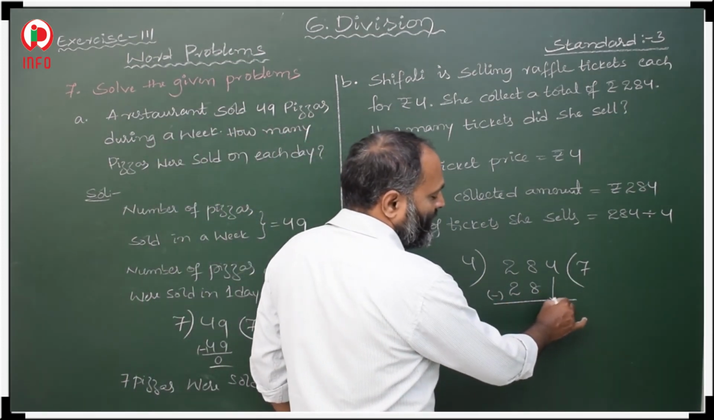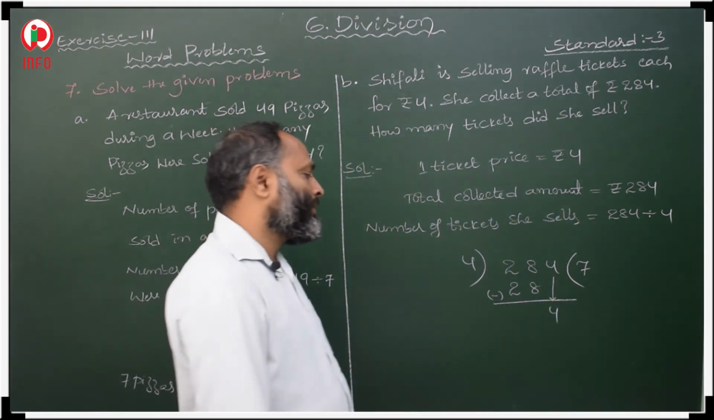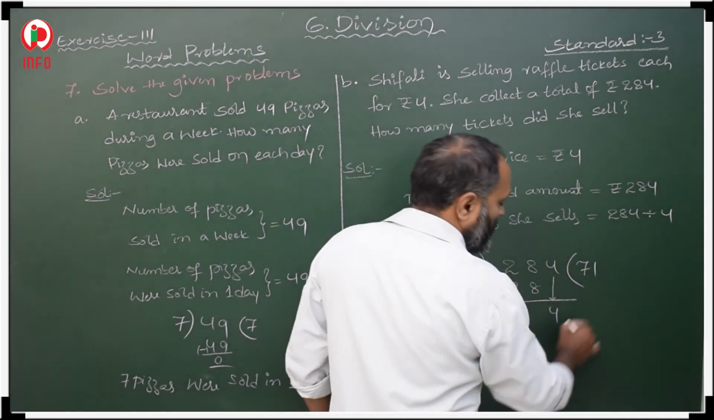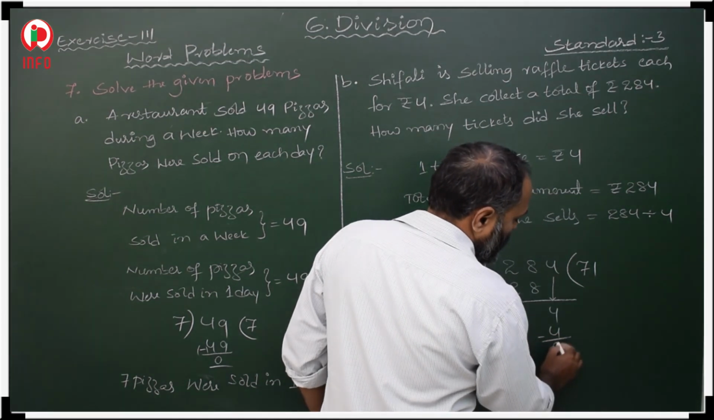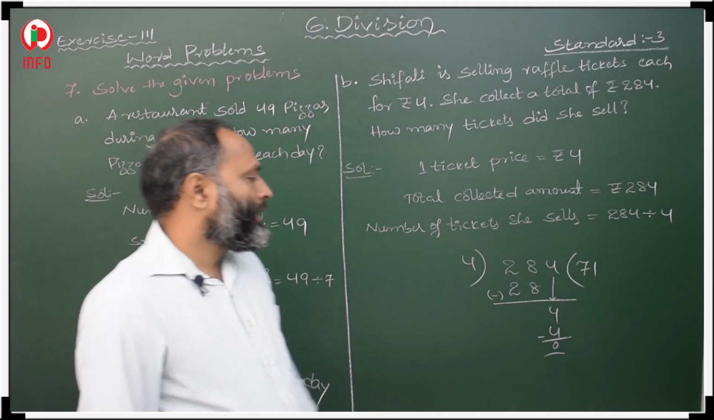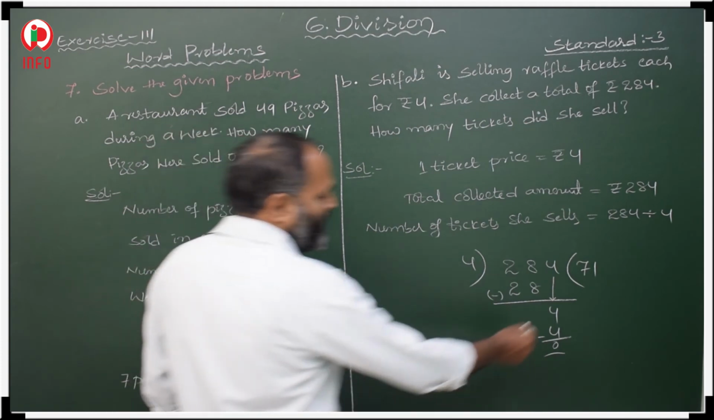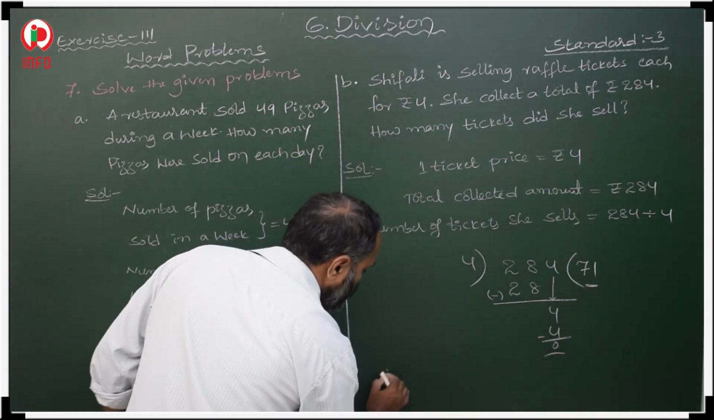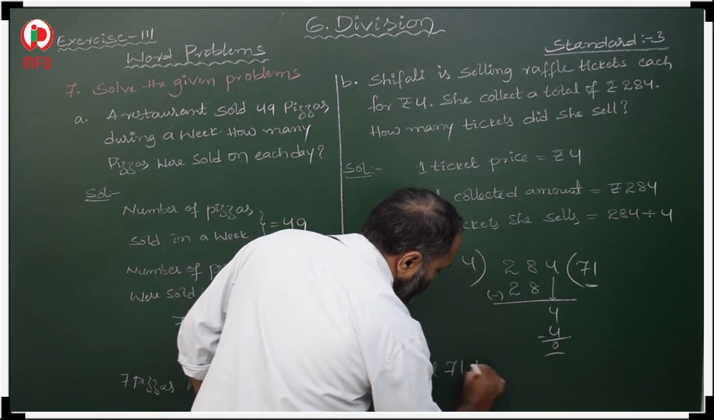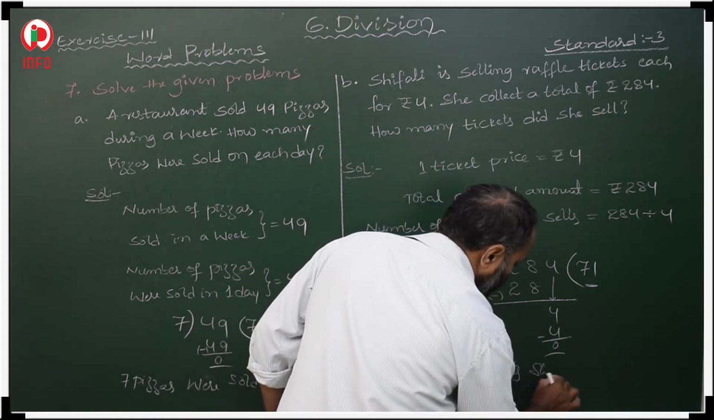Then after that, the next place, that ones place, we have to copy. Then in the 4 table, 4 ones are 4. Then same number minus same number is 0. Then how many tickets did she sell? 71 tickets. So whatever the quotient is, that is our answer. Therefore, total 71 tickets she sold.